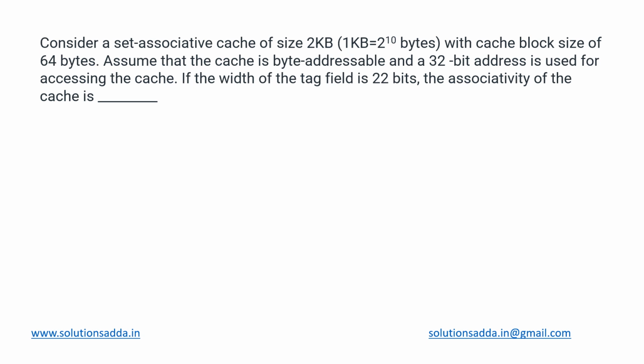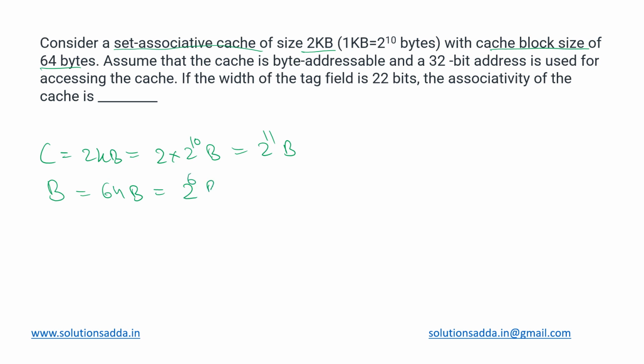This is a COA question from cache memory. We have a set associative cache of size 2 KB. Let us note that down. The cache size C is 2 KB, which means 2 times 2 to the power 10 bytes, or 2 to the power 11 bytes. And in this cache, the block size is 64 bytes. So we can say the block size B is 64 bytes or 2 to the power 6 bytes.